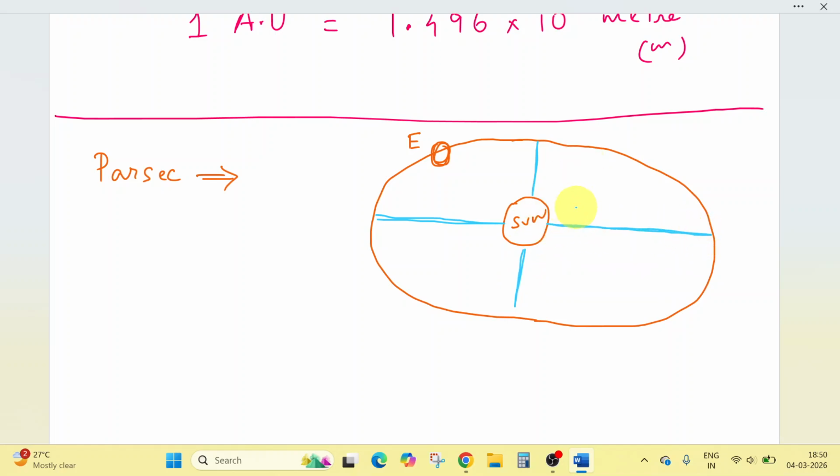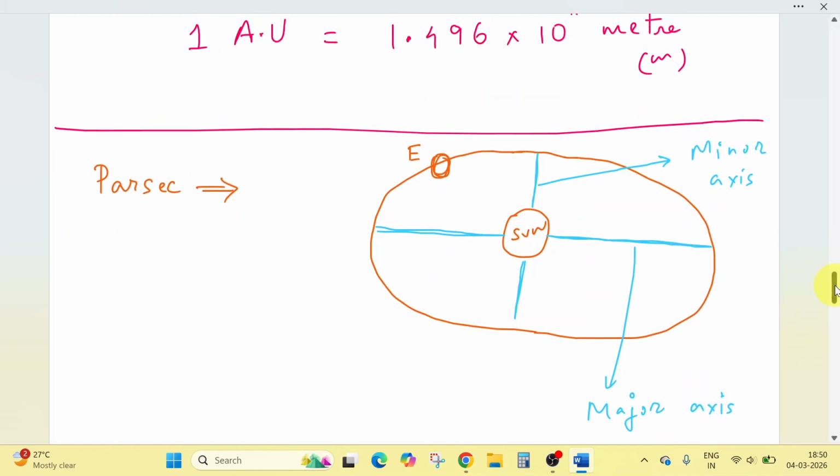So there are two axes of the orbit of Earth. This is the major axis. Sorry, this is the minor axis, the smaller one, and this one is the bigger one, the major axis.